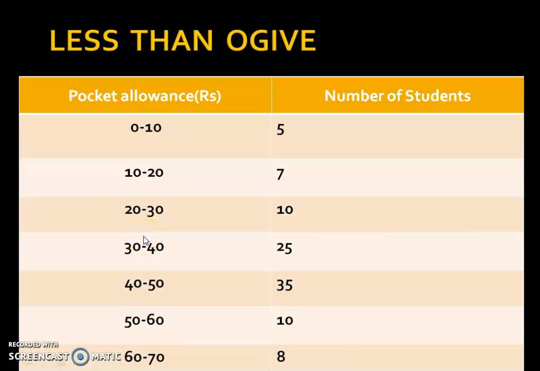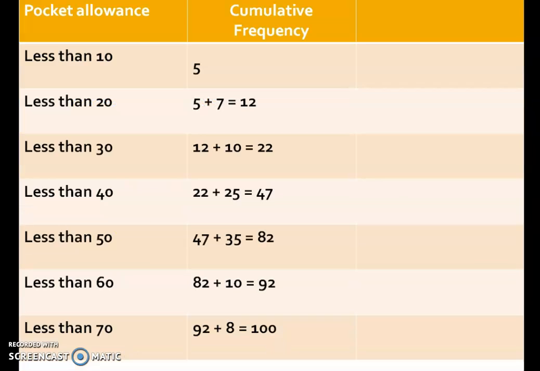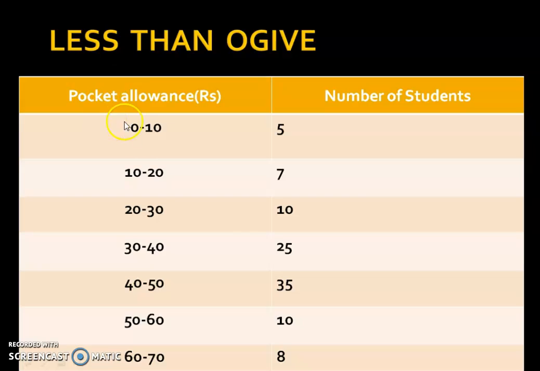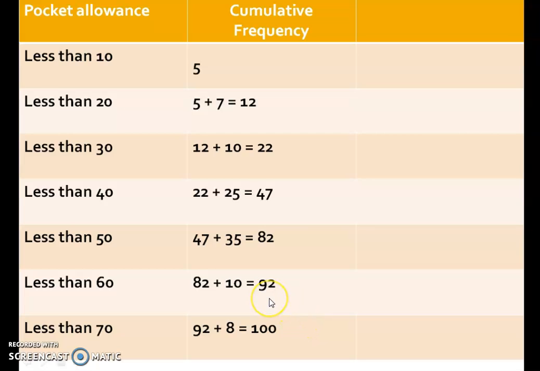So since we are constructing a less than ogive, we will write here "less than." So what is less than? Less than 10, less than 20, less than 30, less than 40, and so on up to 70. Now how to find out the cumulative frequency?